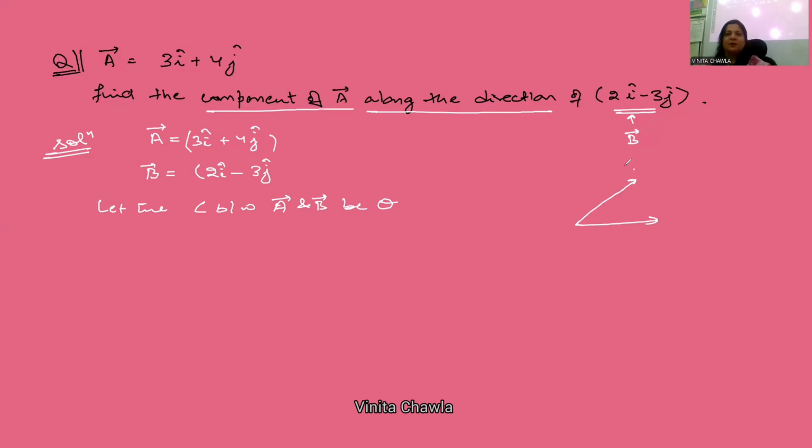This is vector A and this is vector B and the angle is theta. We have to find the component of A along the direction of B. The component of A along the direction of B is A cos theta. Yes. And we have to find the vector component. So how will you find the vector component? Tell me.